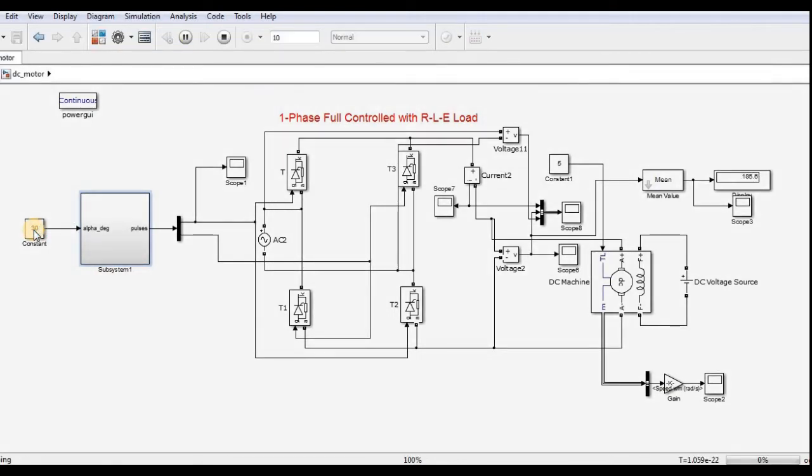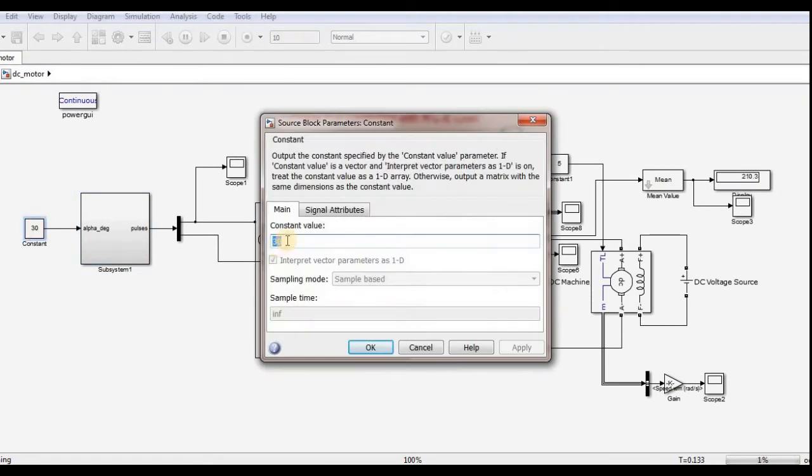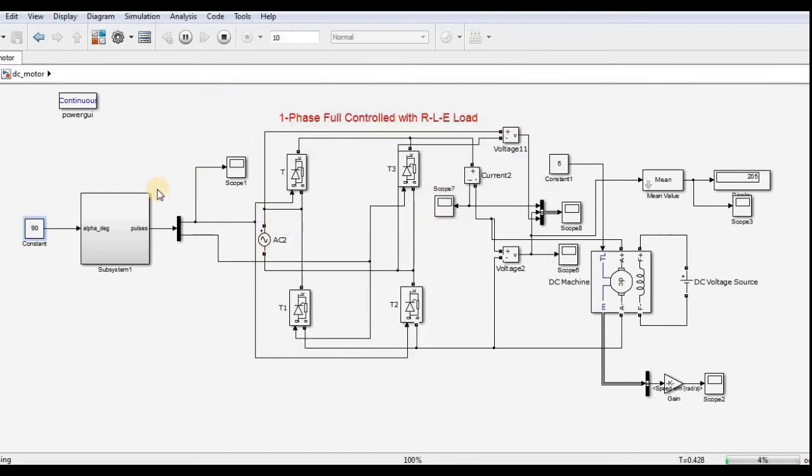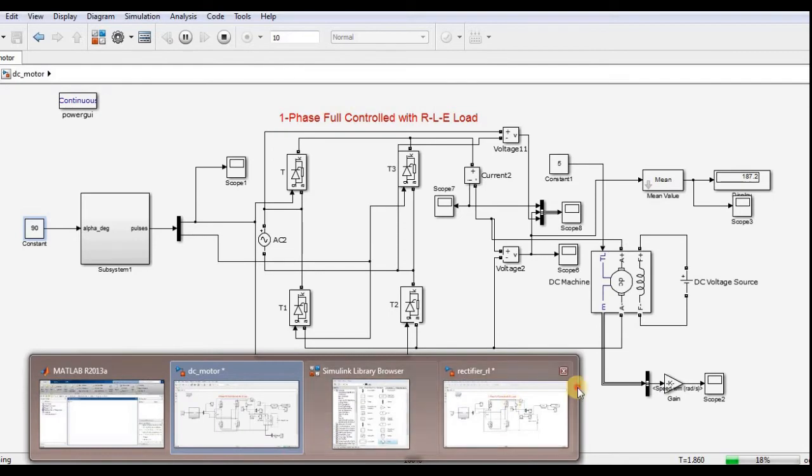And whenever I am changing my angle, see, at 90 degrees what will happen. I am getting 198, 197 because of E. E is the back EMF. Whenever alpha is 90, my output should be nearly 0 for an RL load, because VDC is VAC cos alpha. So cos alpha should be 0 for an RL load, but here it is an RLE load. The difference you can see here.